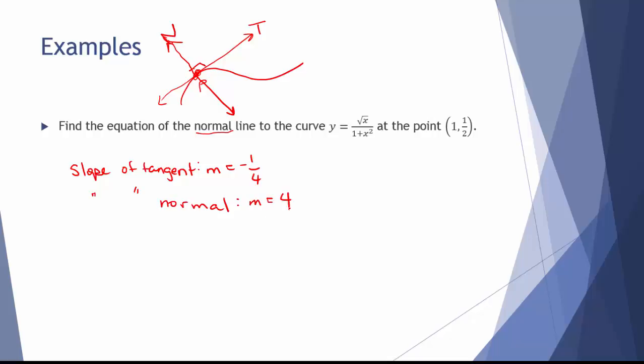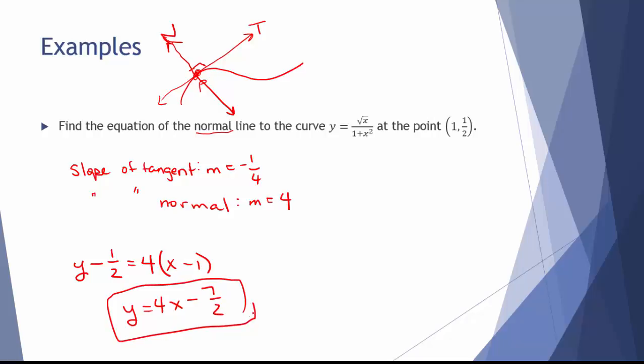It should be 4. Once you know that, given that you're looking to find the equation of the line, you still only need two things: a point, which we have, and now the slope, which we also have. Believe it or not, once you find the equation of a tangent line, the equation of a normal line is very quick. It's y minus the y value equals the slope, which we decided is 4, times x minus the x value. So the equation of that normal line will be y equals 4x, minus 4 plus 1/2 for negative 7/2. That's the equation of the normal line to the curve at the point 1, 1/2.